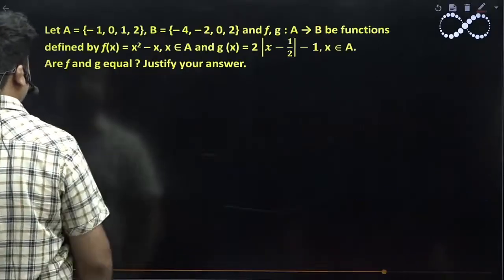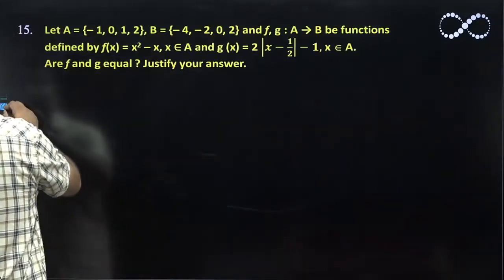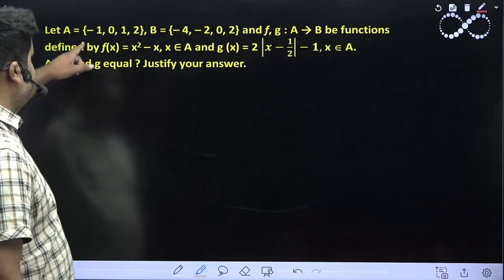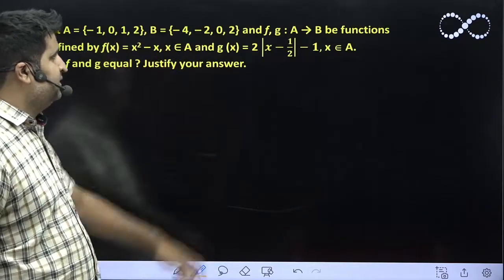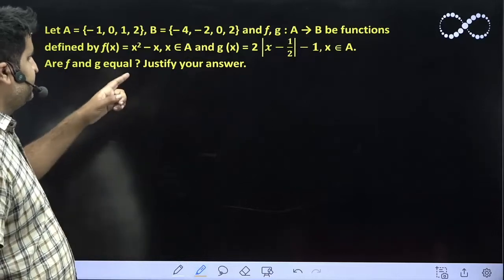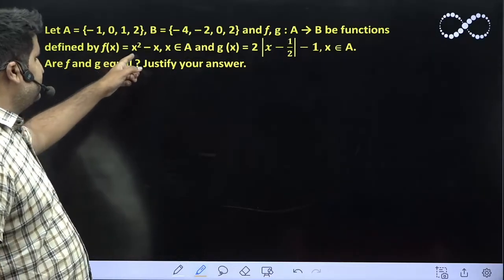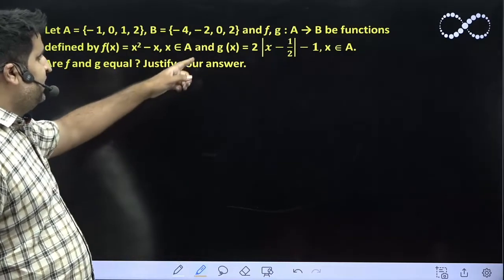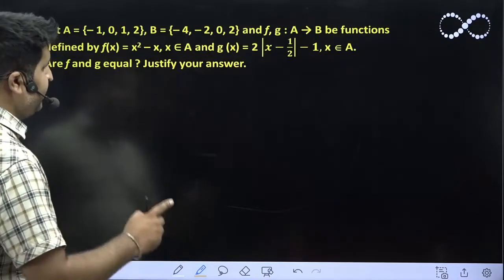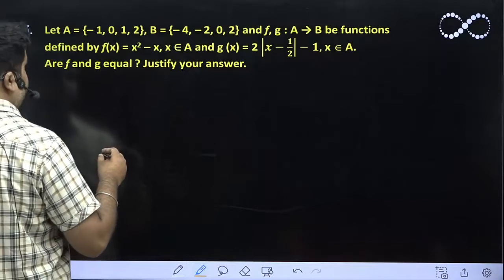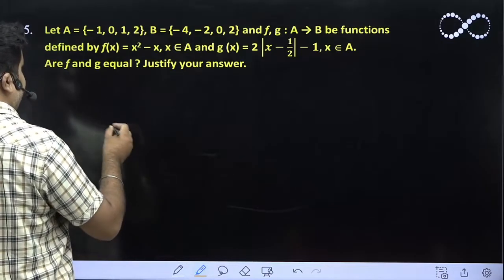Let's see the next question now. A is defined from minus 1, 0, 1, 2 and B is this, and f, g are two functions defined by f of x is equal to x square minus x and g of x is equal to 2 times mod x minus half, minus 1. So we have to check if f of x and g of x are equal.